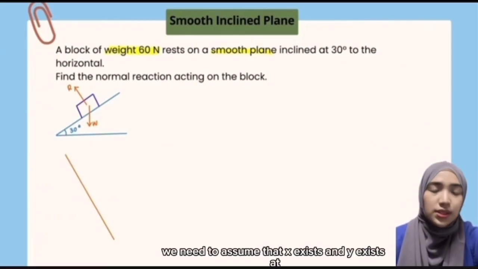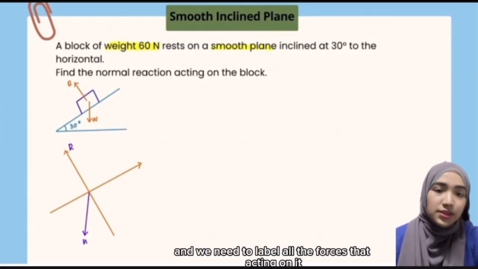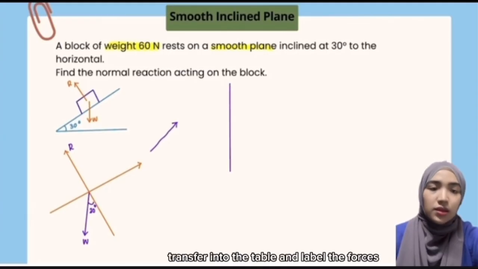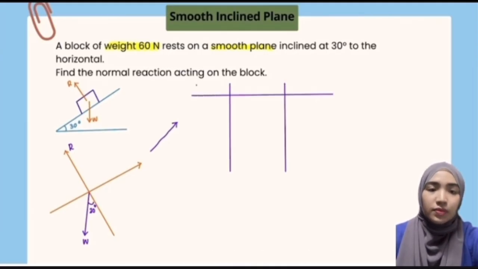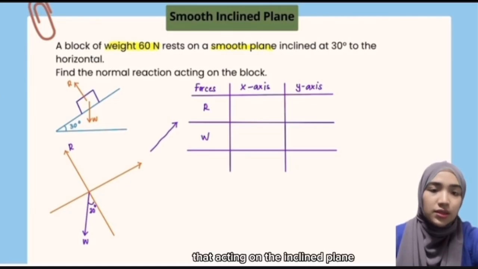After that, we assume the x-axis and y-axis along the inclined plane, and label all the forces acting on it. Then we transfer them into a table with the forces, x-axis, and y-axis, listing down all the forces acting on the inclined plane.